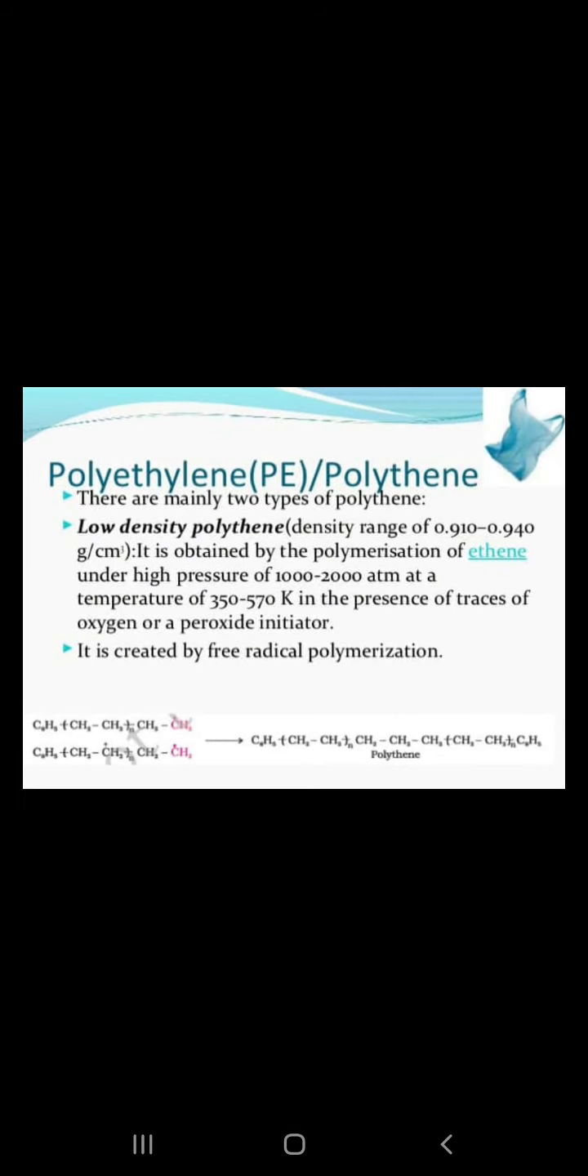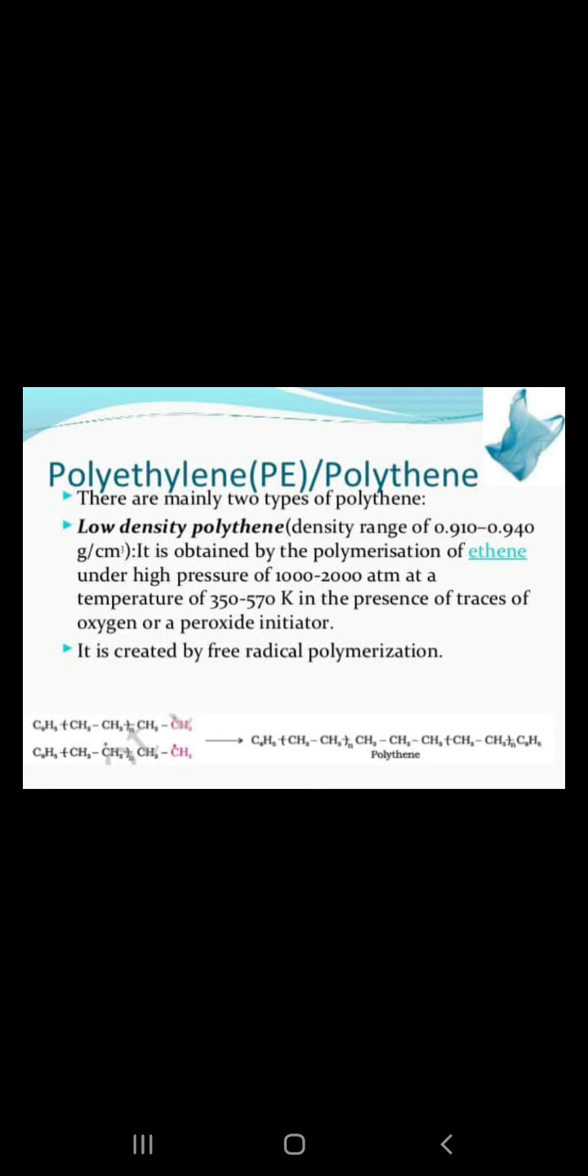Now we discuss polythenes. There are two types: lower density polythene and higher density polythene. First, lower density polythene. The lower density polythene density range is 0.910 to 0.940.